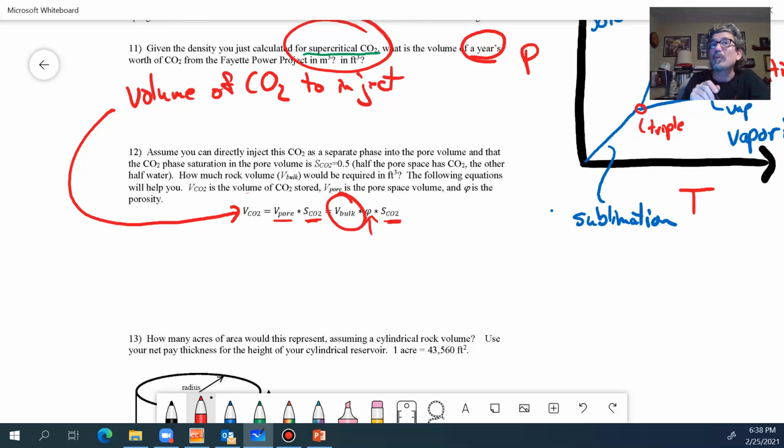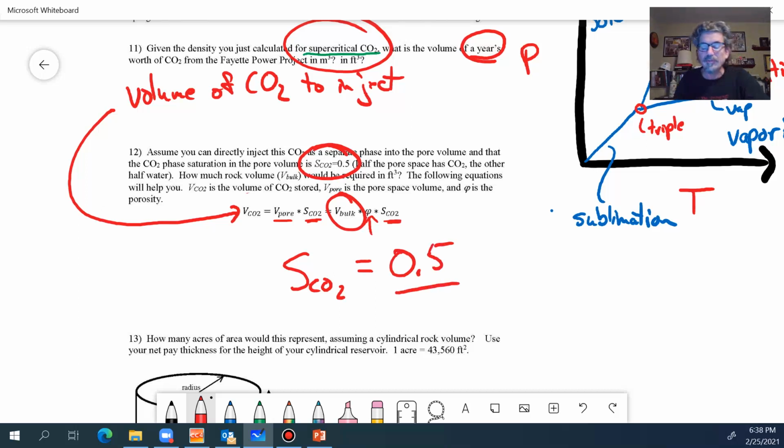But typically there's already water in there, and the water has to be displaced by the CO2, and it usually can't displace all of it. So we are going to assume that the saturation of the CO2 is going to be 50%, or 0.5. And so then you are going to calculate what this bulk rock volume is that you need in order to inject all this CO2.